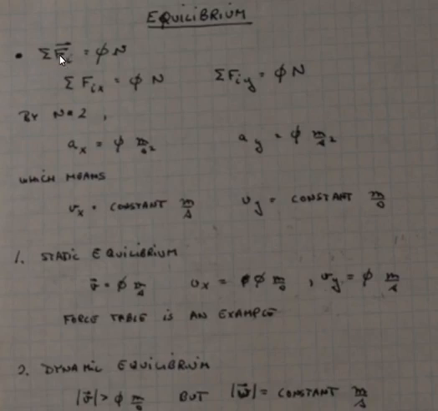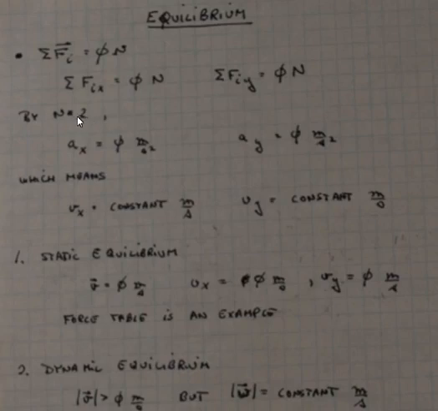It says the net force is zero in terms of the net force in the x direction and the net force in the y direction. So if the net force is zero, that means the net force in the x direction is 0 newtons. The net force in the y direction is 0 newtons.